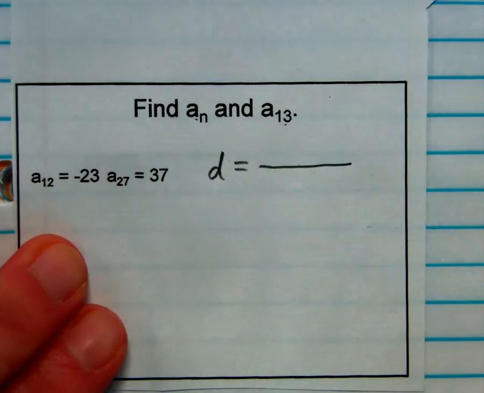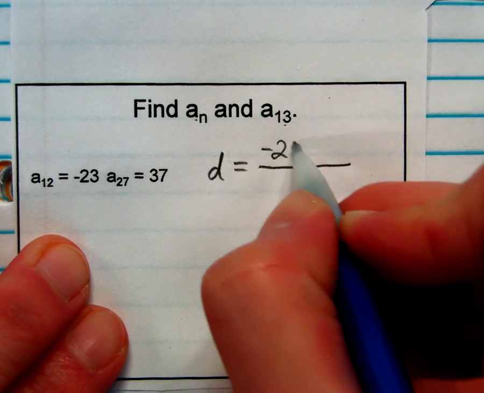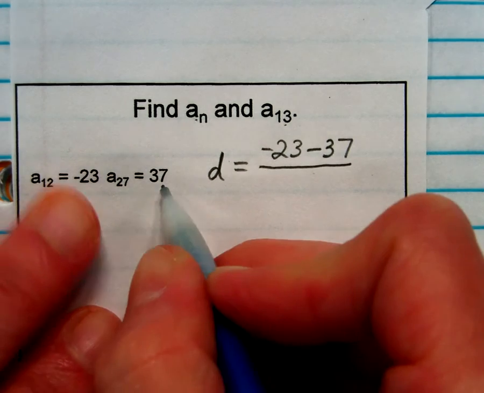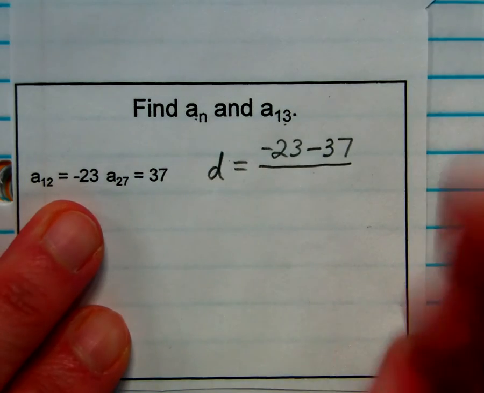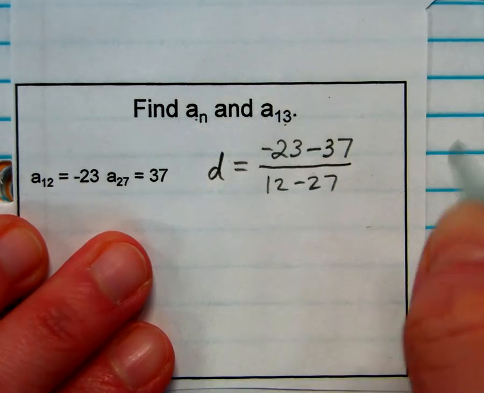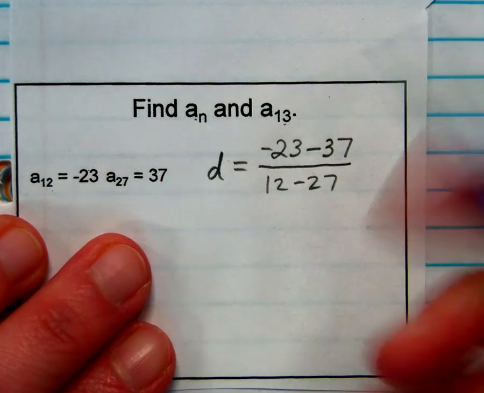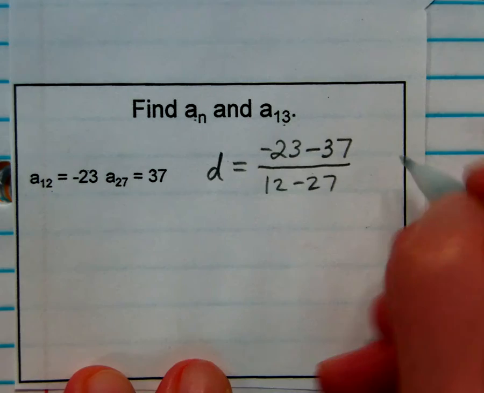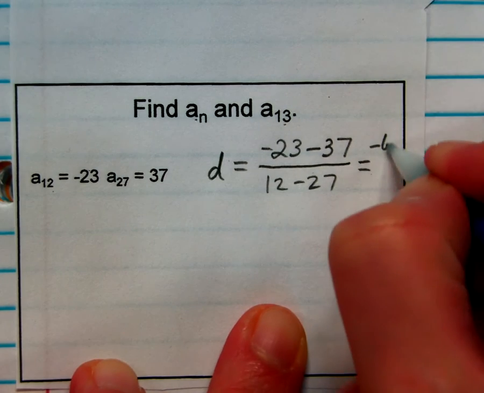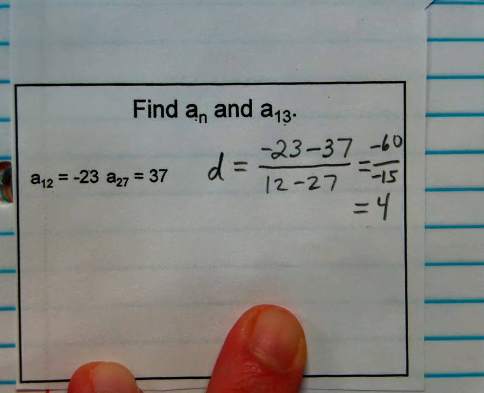I'll set up the fraction. What goes on the top? Negative 23, negative 37. Okay, so we can do negative 23 minus 37. We can do it that way. Or actually, yeah, that works. And then what would I have to put on the bottom then? 12 minus 27. So we did switch it on the last one. I would have done this minus this, that minus that. As long as you switch both of them, it'll come out okay. And so that comes out to be negative 60 over negative 15, which is 4.